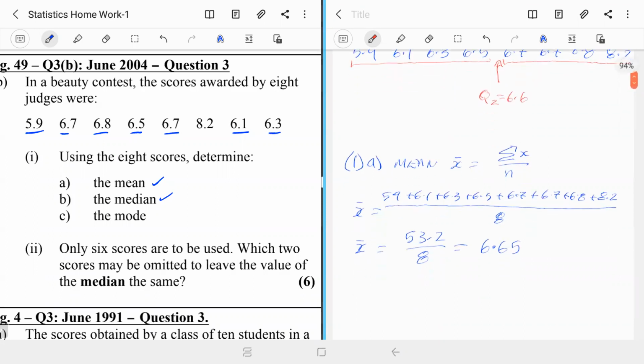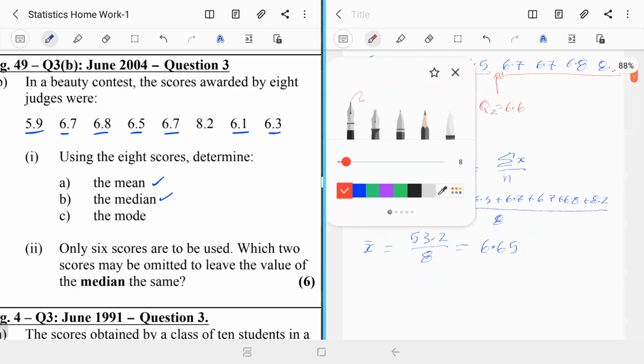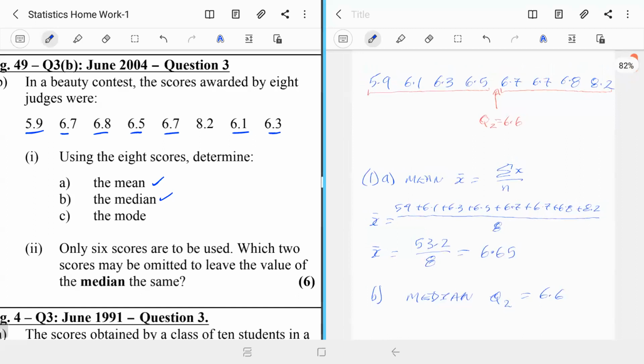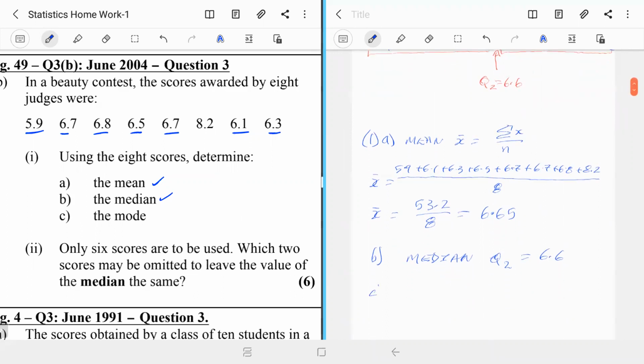So basically that is it. So we can write part B, the median. Q2 is 6.6. All right. And the position of the median can be calculated, but I'm not going to get into that just yet. So we're dealing with raw data. So far, so good? Are they all right so far? Yes, sir. And then for C, we need the mode.